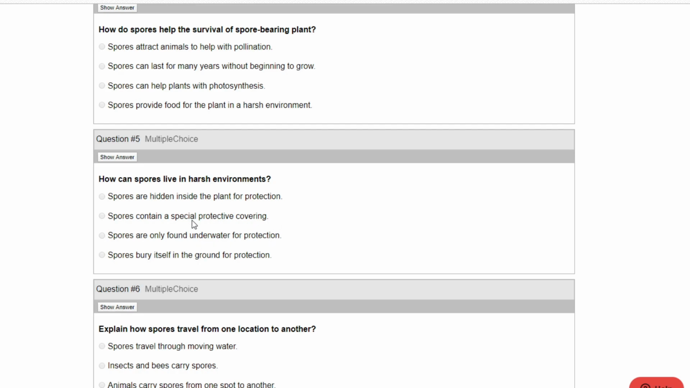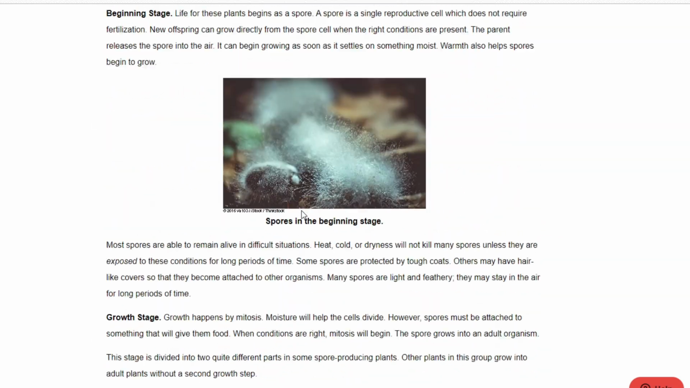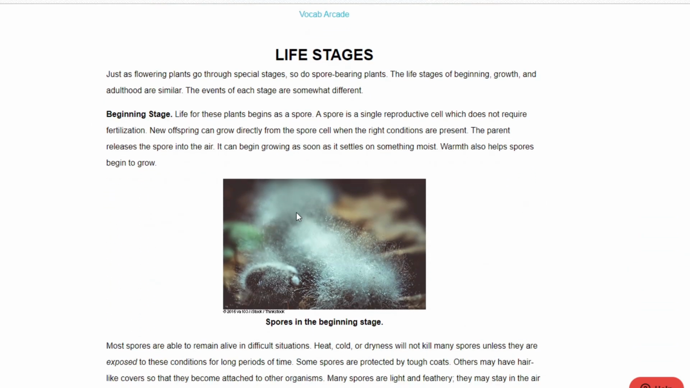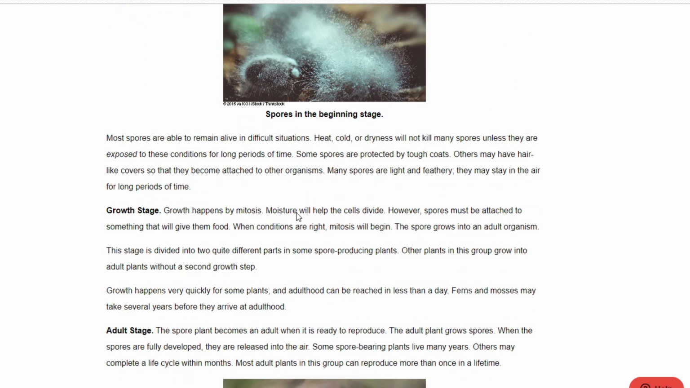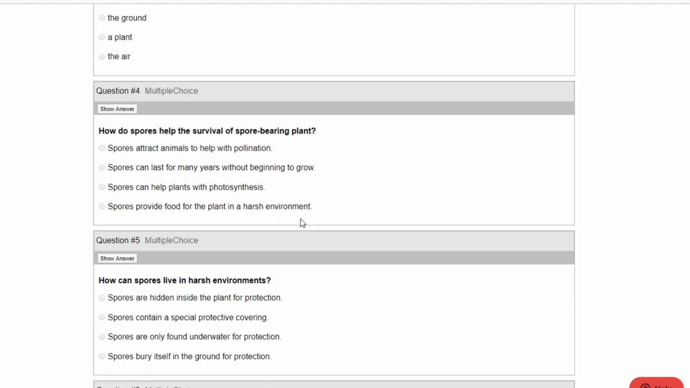But before you check, let's look. Spores live in harsh environments. We've already read the question. We see our answers. So scroll back up. Look for spores. Go through here and see what it says with harsh environments. And that's what I would scan for. Scan for the words harsh and environments. And you should be able to find your answer.